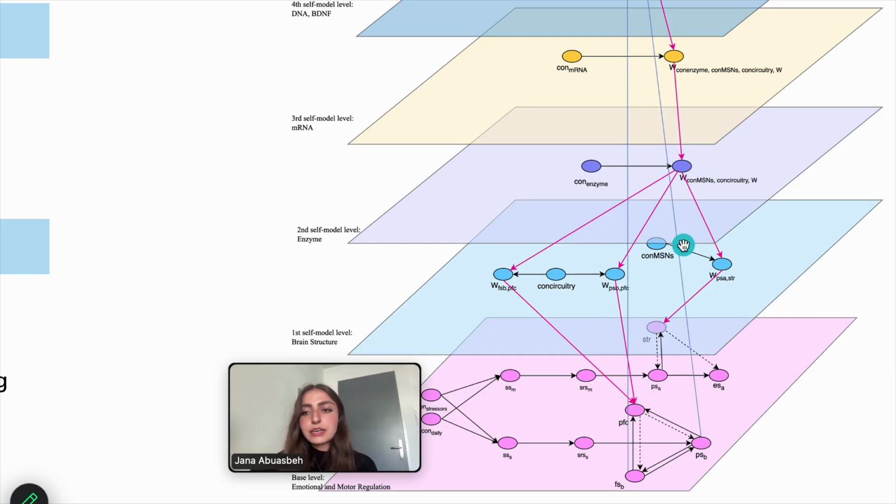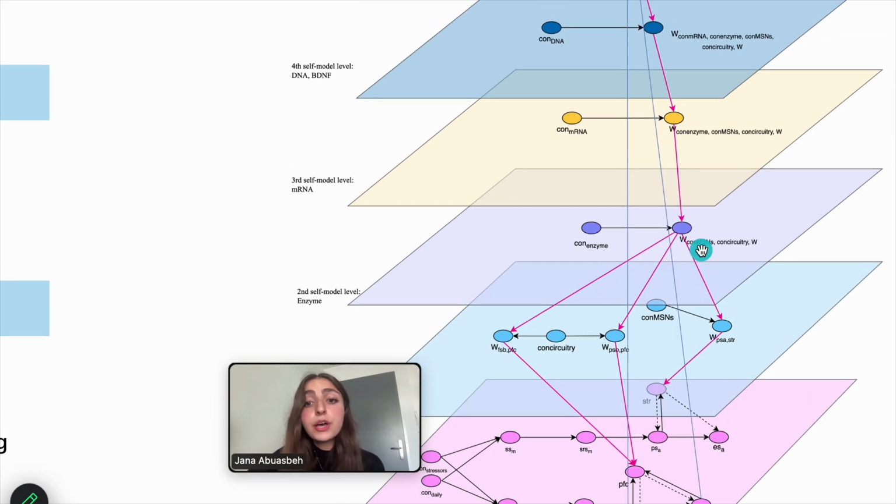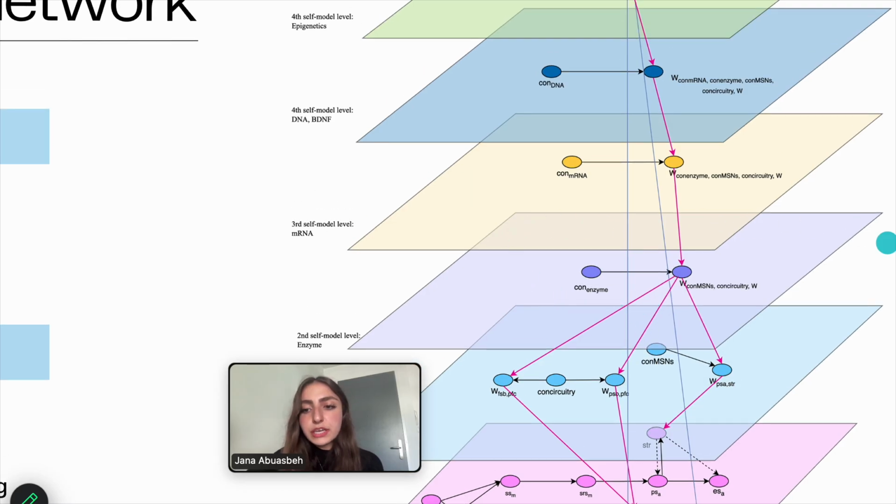So let's go through these layers quickly. This is the brain structure layer. It represents changes in synaptic plasticity and neuronal health, particularly in the medium spiny neurons and also in the cortex. Moving up, we have the enzyme layer. This one represents changes in enzymes and proteins, their levels, and this level modulates the one below, so it affects the health of these circuits on the layer below. Moving up, we have this third order adaptation, which represents mRNA levels, and these mRNA levels influence the enzymes and the proteins in the layer below.